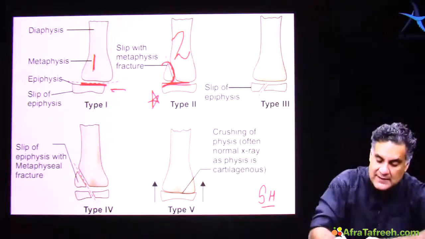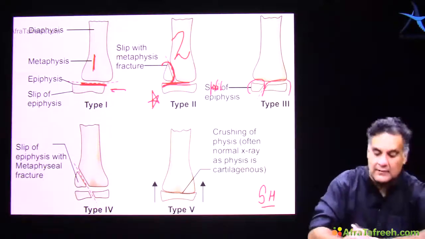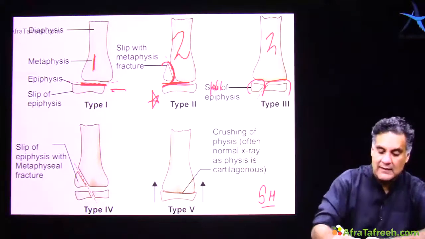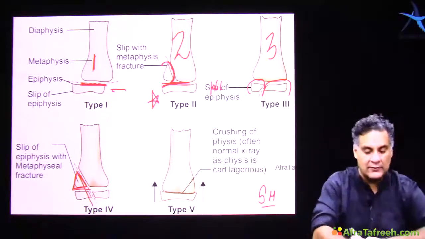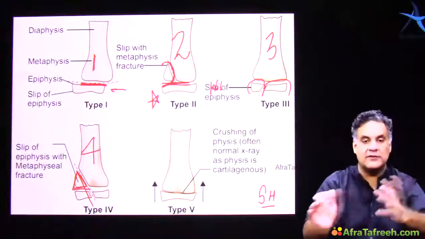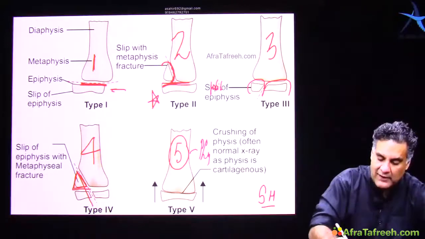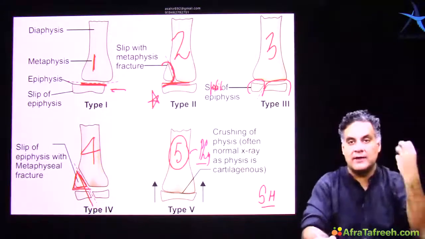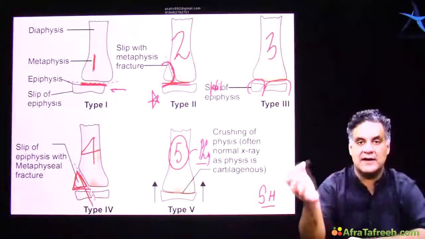Type 3 is a split of the epiphysis. So there is an epiphysis split, and you can write a 3 here. And type 4, there is a split of epiphysis with a metaphyseal chunk, so you can very well write a 4 here. So 1, 2, 3, 4. And type 5, there is a crushing of the physis. 5 for 5. 5 means physis, the growth plate or cartilage, which is radiolucent, which cannot be seen on an X-ray.